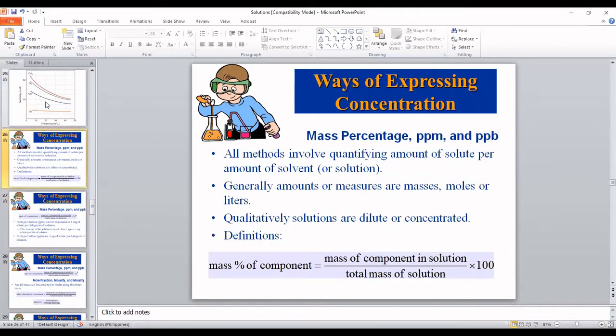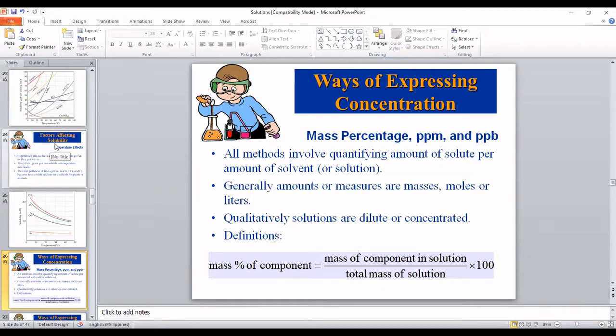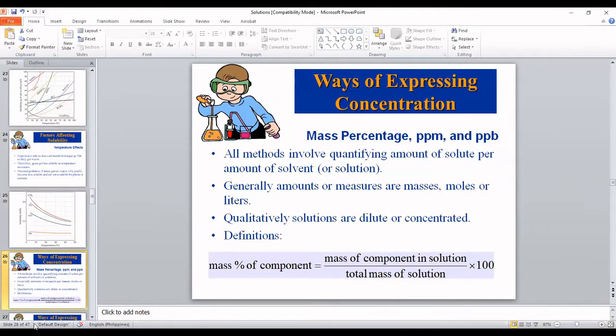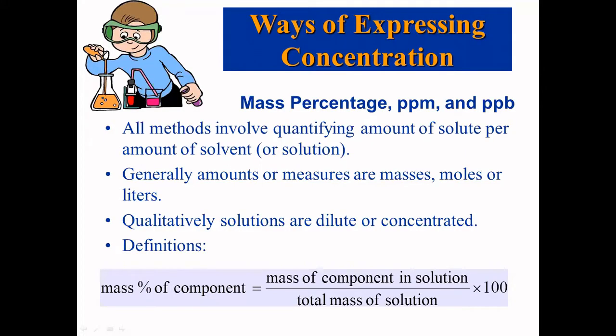Ways of expressing concentration. Let me see if you can see it. Factors affecting solubility. Then we go to ways of expressing concentration. Do you see it? Okay. So this is what I mentioned regarding mass percentage, parts per million, and parts per billion. Okay. Now we move.